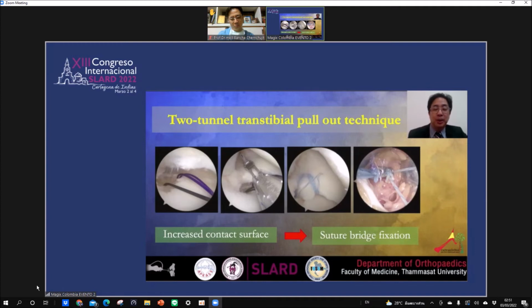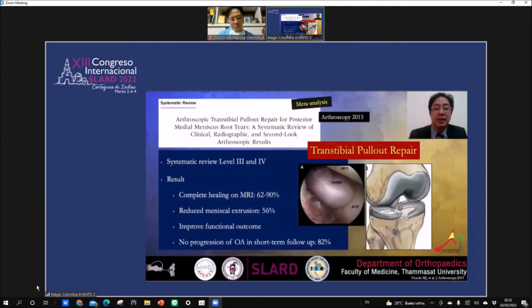I did the suture bridge configuration like rotator cuff repair to increase the surface contact healing. In systematic review, complete healing on MRI varied from 60 to 90%. Extrusion was reduced only half. Most patients improved functional outcome after the surgery. 80% have no progression of osteoarthritis in short-term follow-up.